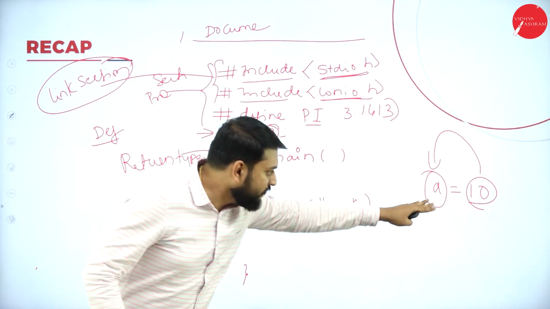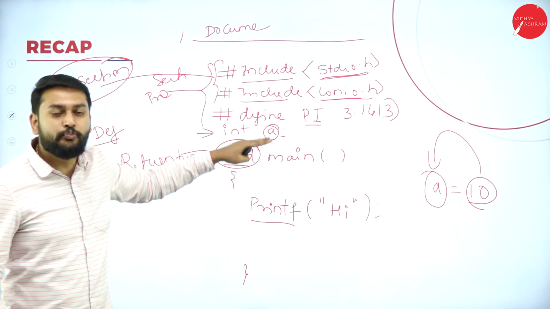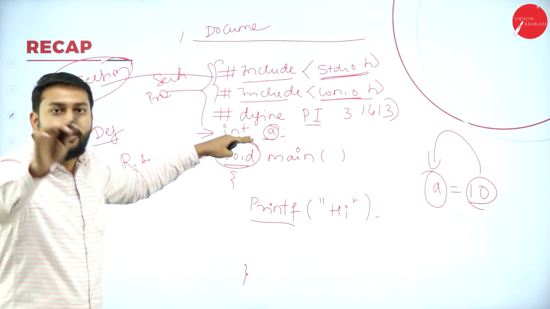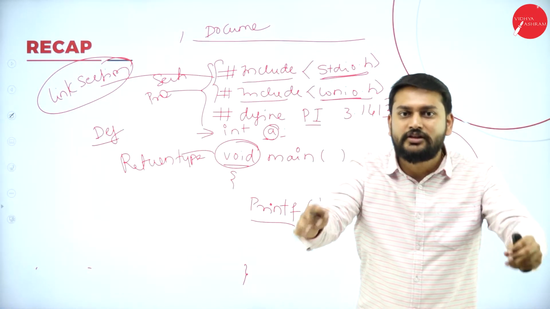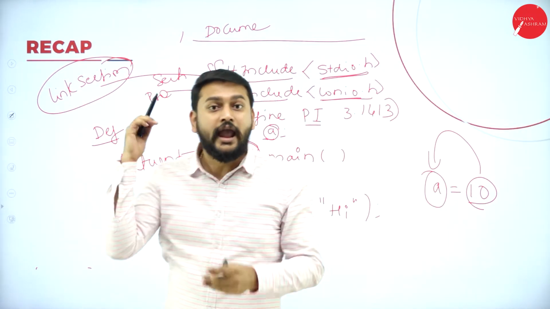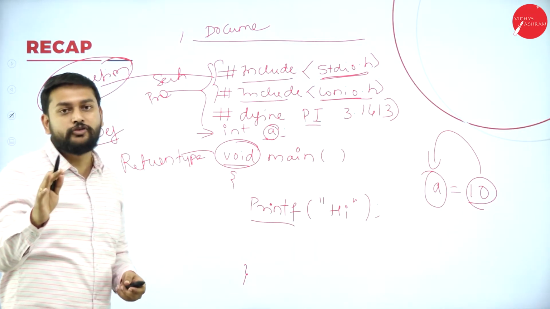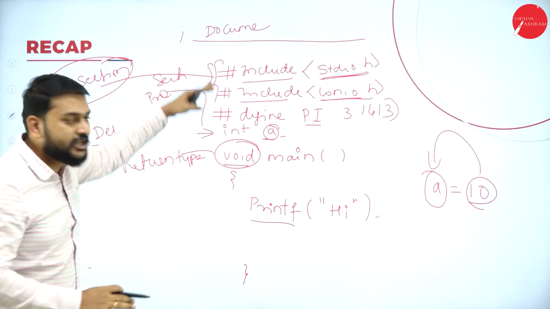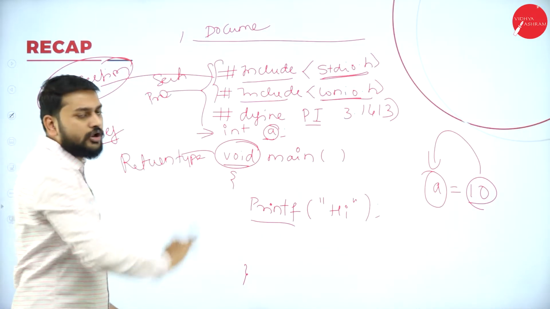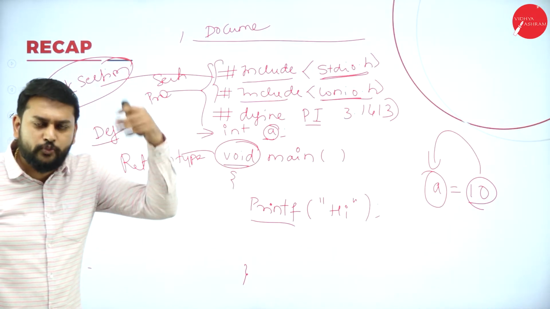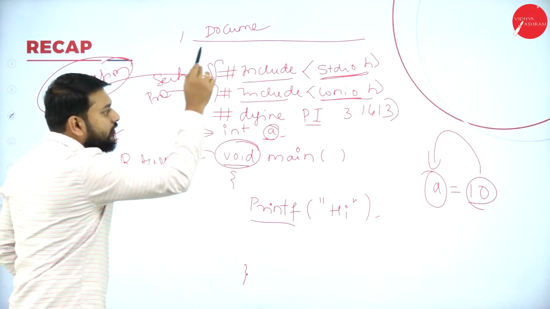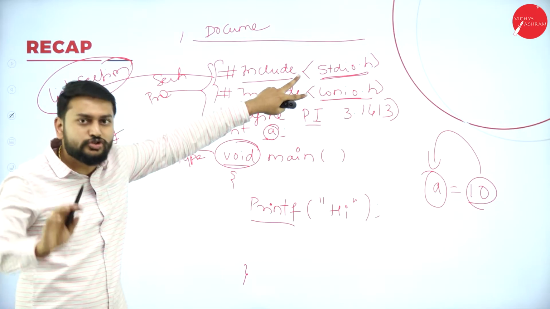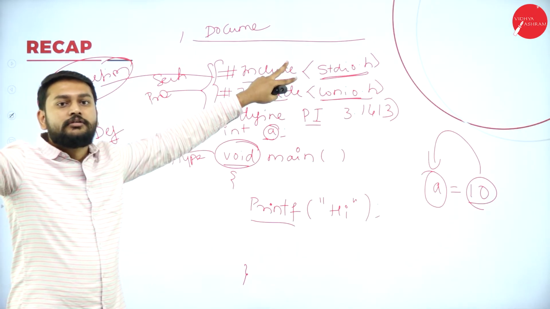So fine. This variable, if you are declaring it before the main function, then I will call that a global variable. You can access it anywhere in the program. That is what you have to understand. So fine. How many sections are done? First, the documentation section, where you mention which program it is. Second, the link section, where you are trying to link this to the standard library.